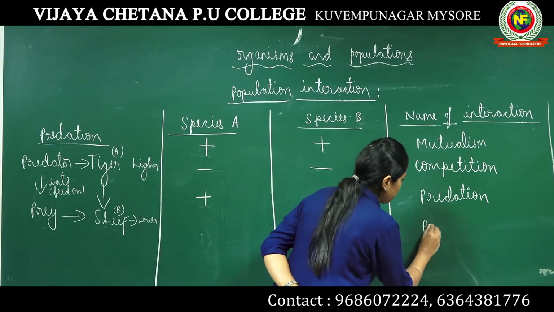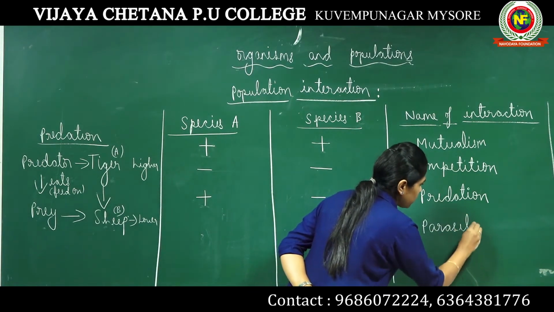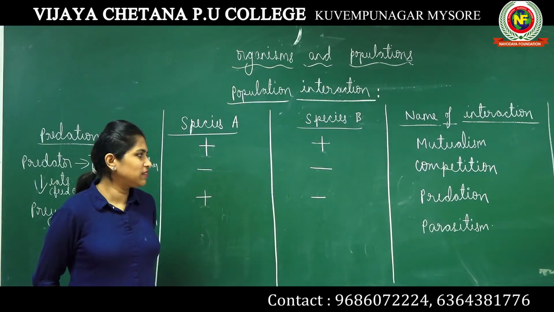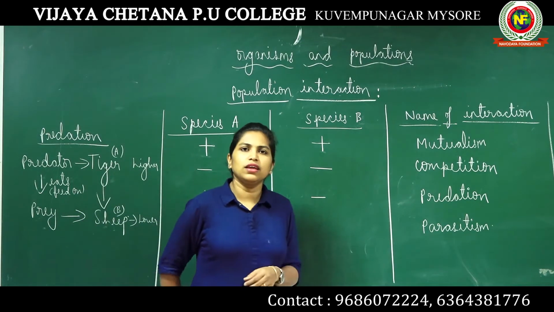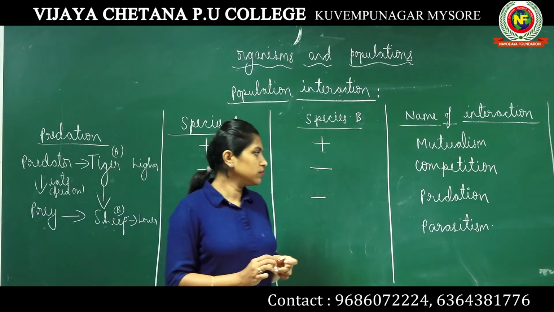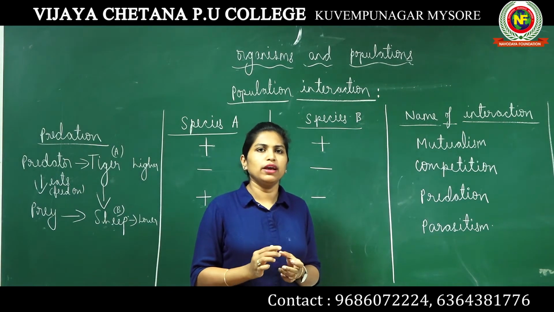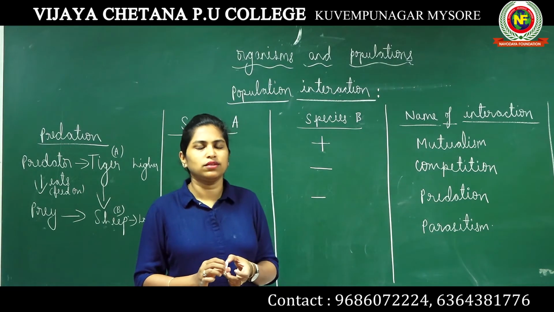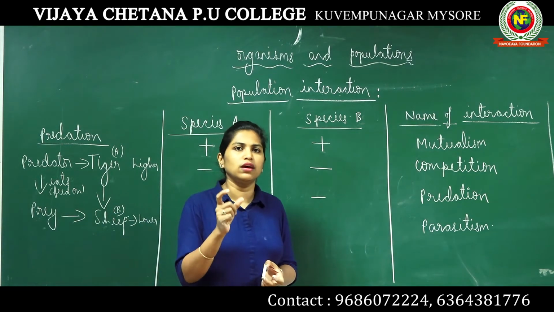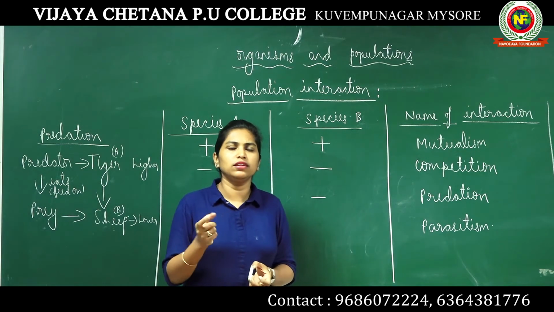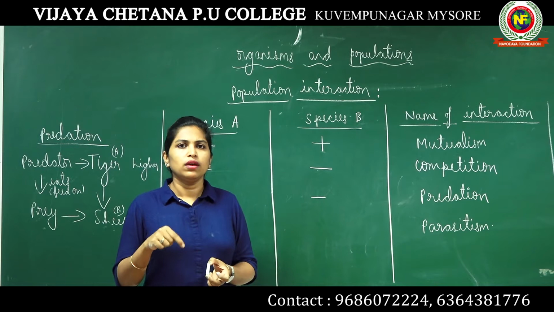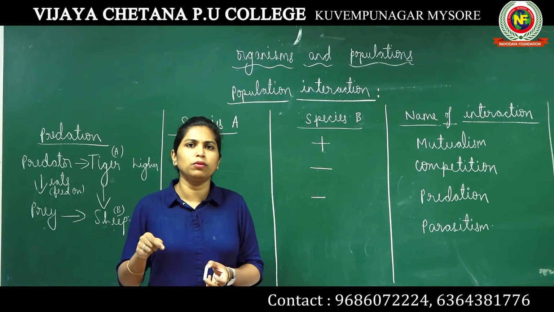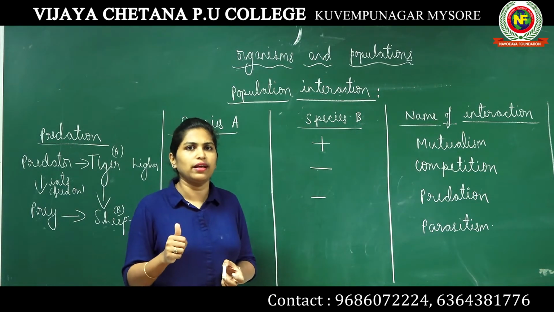Okay. So, the next type of interaction is parasitism. Let's take an example of Ascaris lumbricoides. We have studied this Ascaris lumbricoides in our chapter Human Health and Disease. Ascaris lumbricoides is a roundworm which will be present in the human intestine. So what is the disease caused by this Ascaris lumbricoides in human beings? It is known as ascariasis.